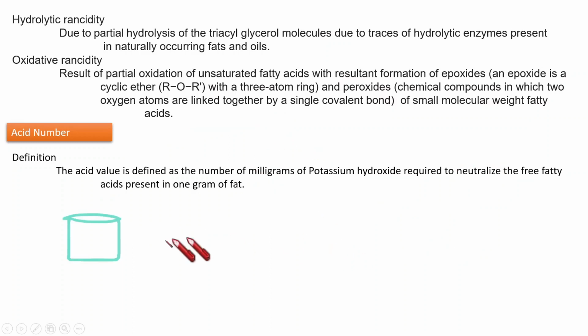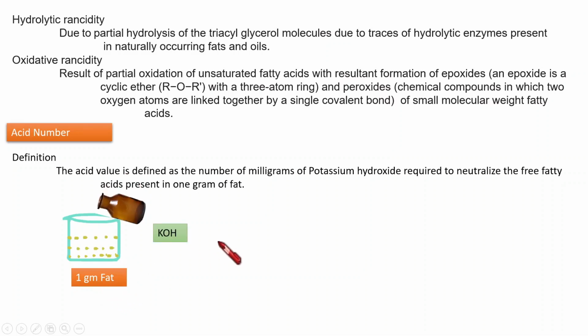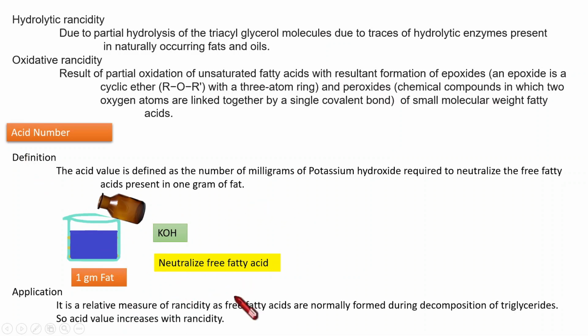Clear? So that's what I'm going to show you here. We took 1 gram fat. To that we are adding KOH and as free fatty acid are present in that sample, it undergoes neutralization. So that is acid number. And what is its application? We can measure the rancidity. How we can measure rancidity? As free fatty acids are normally forming during decomposition of triglycerides, and we learned that acid value increases with rancidity. Okay, I hope it is very much clear to you.